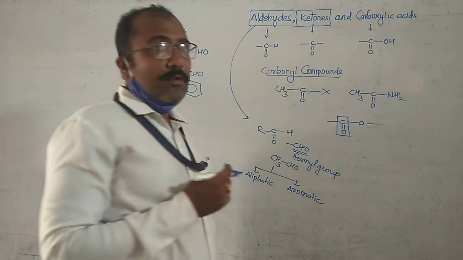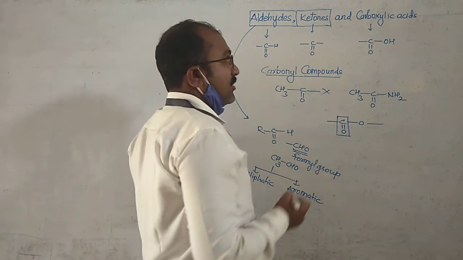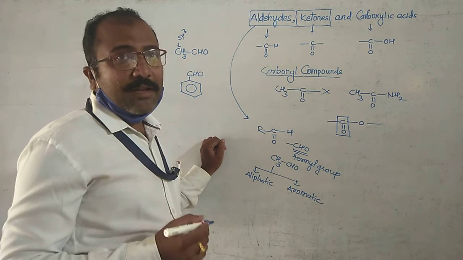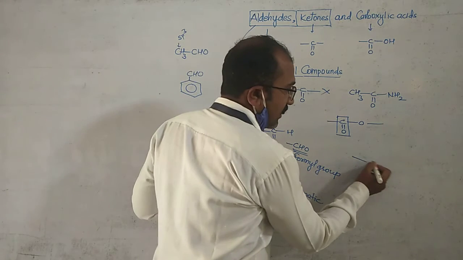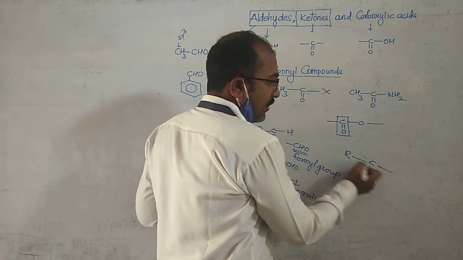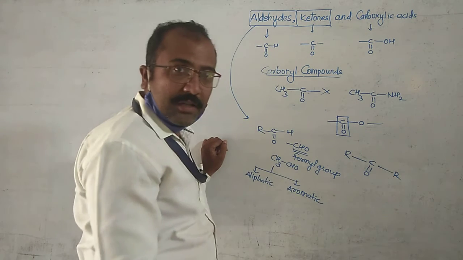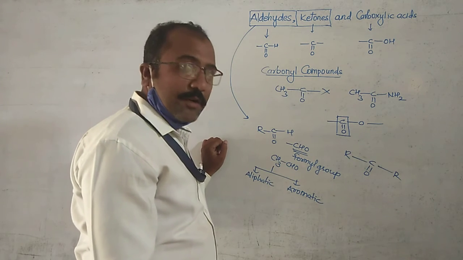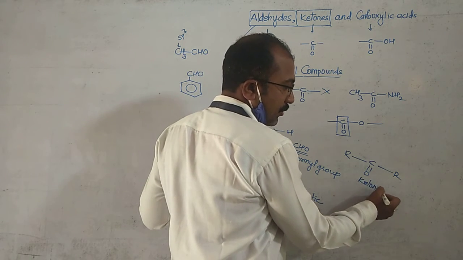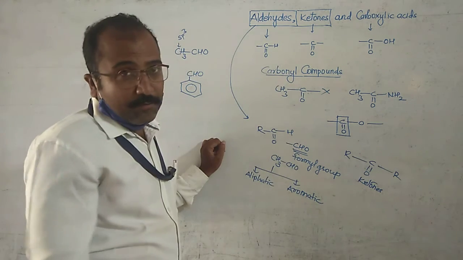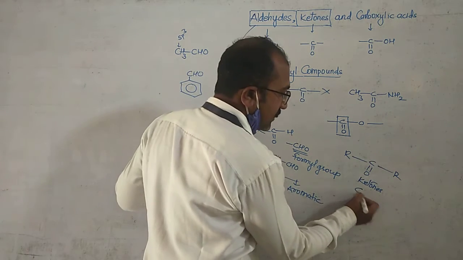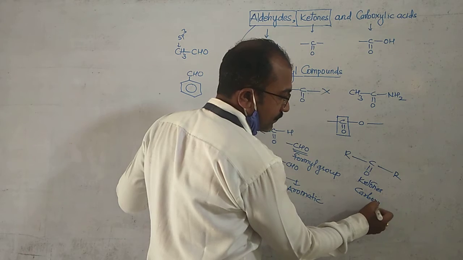Ketones are carbonyl compounds in which the free valencies of the carbonyl carbon are satisfied either by the same alkyl group or by different alkyl groups. Here the carbonyl carbon has two free valencies. If both the free valencies are satisfied by alkyl groups, the same alkyl group or different alkyl groups, then such carbonyl compounds are called ketones. Again, the functional group for ketone is C double bond O. That functional group is known as carbonyl.